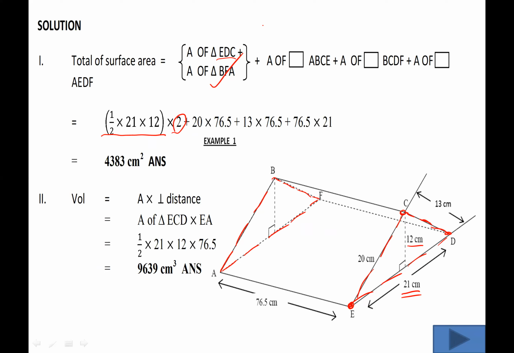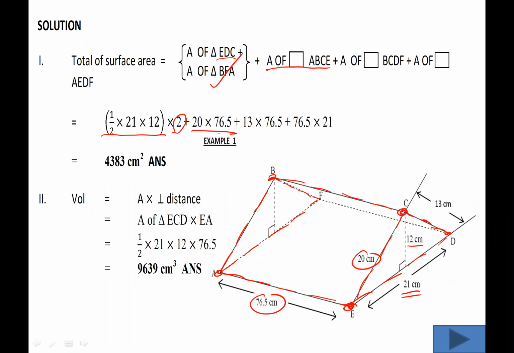Then you're going to add the area of ABCE. Where's ABCE? That's A, B, C, E. So that would be the rectangle that I'm highlighting here now, right? How do you find the area of that rectangle? It's length times width. So the length is 76.5 and the width would be 20. So you multiply 76.5 by 20 or 20 by 76.5, which is this calculation here, and that will give you the area.